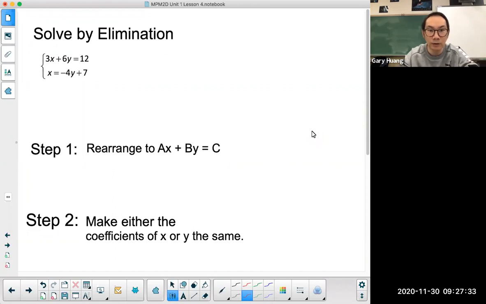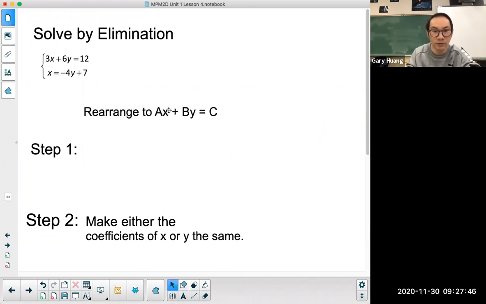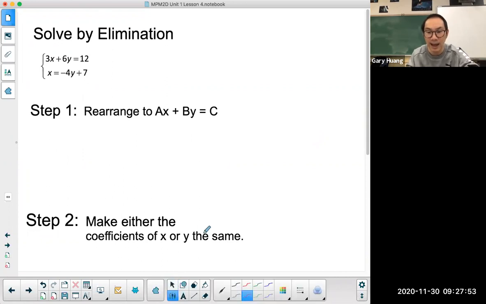Today we're going to look at how to solve a linear system by elimination. The idea of elimination is really to cancel one of the variables. The first step is to take a look at the two linear equations that are given, and line them up so that you can add and subtract easily. My suggestion is always to rearrange the two equations in terms of ax plus by equal to c, so that you line up the x's, you line up the y's, and you line up the numbers.